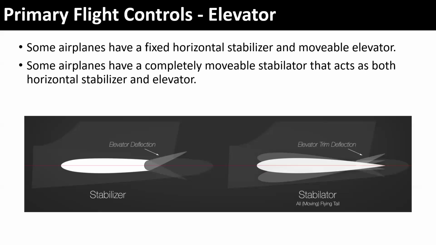However, some airplanes decided, why don't we move the entirety of the horizontal stabilizer as a whole? And some airplanes do that. That's called a stabilator. Two different designs for the same thing.